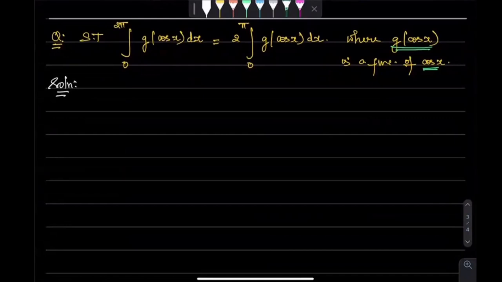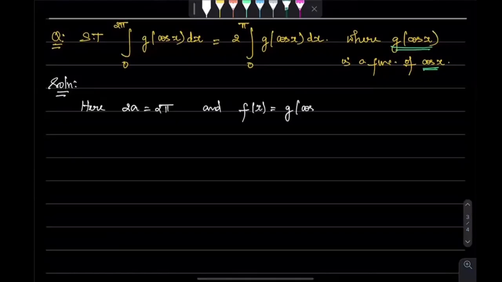It is of the form, what formula is there? You can see clearly, integral 0 to 2a. Yes, it is obviously in the form of 0 to 2a. So here I can say 2a is equal to how much? 2 pi. And your f of x is what? g of cos x.